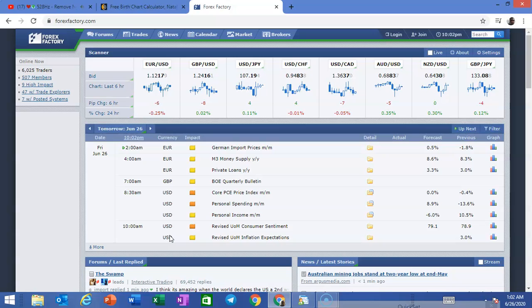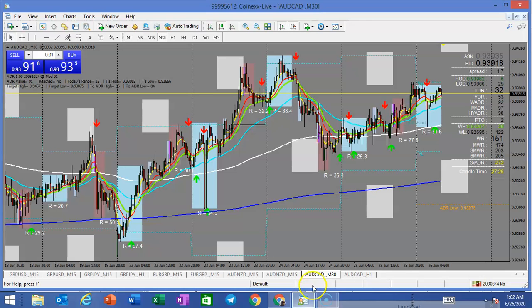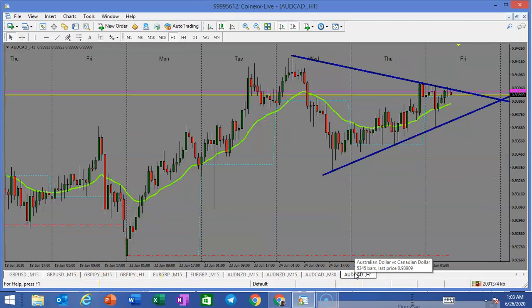My rule of thumb is three or more folders that are of a yellow or orange color equates to a red folder, and we always stay out of red folders. So we're gonna trade triangles again today. I'm looking at AUD CAD, AUD NZD, EUR GBP, and GJ. So let's get right into it.